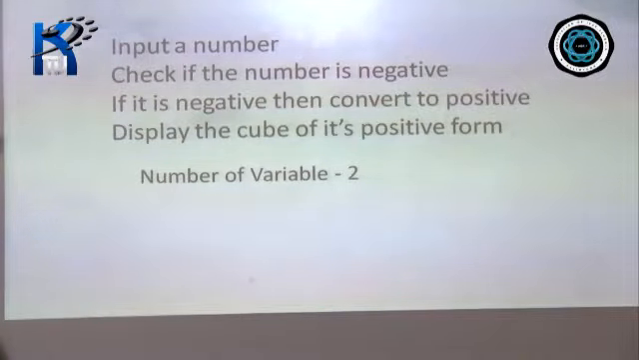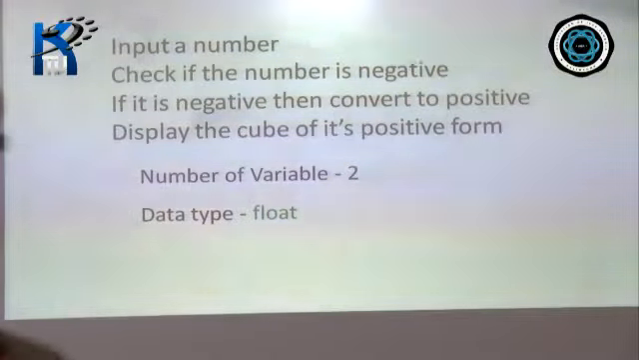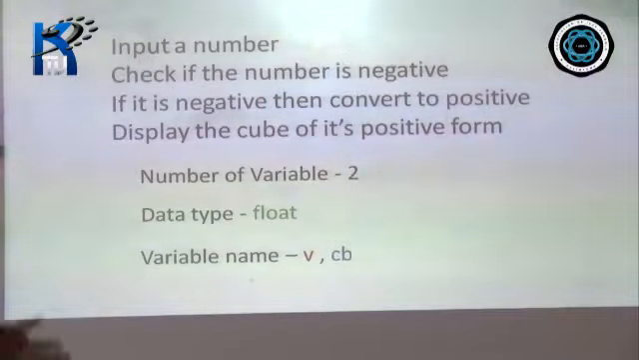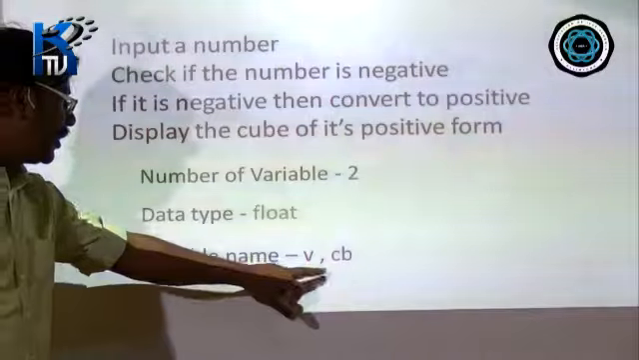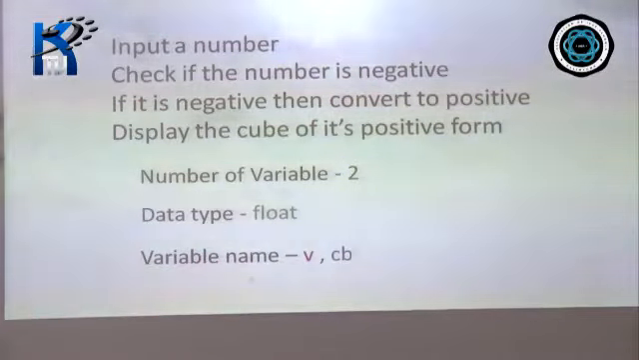So we need two variables. Why do you need two variables? Can anyone tell me? Okay, one for the value that is being entered by the user and one to store the cube of the number. Okay, so two variables. Both variables we will use as float type, and in our program we will use the name v for the value that is given by the user and cb for the cube that we will calculate. So variable names will be v and cb. Now let's write the program.